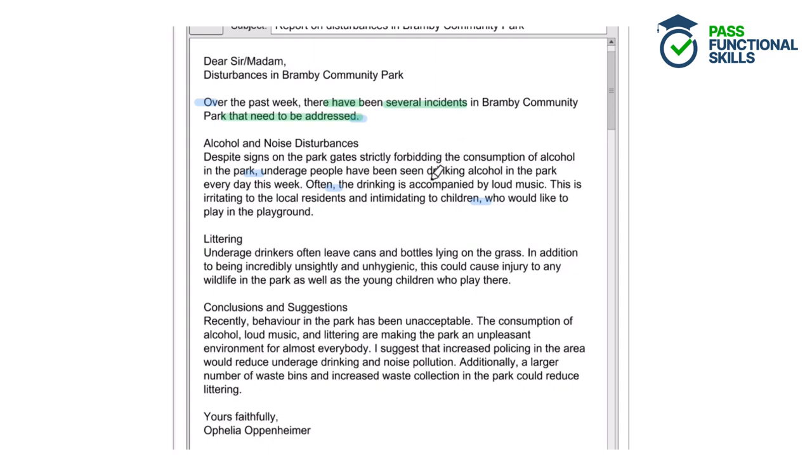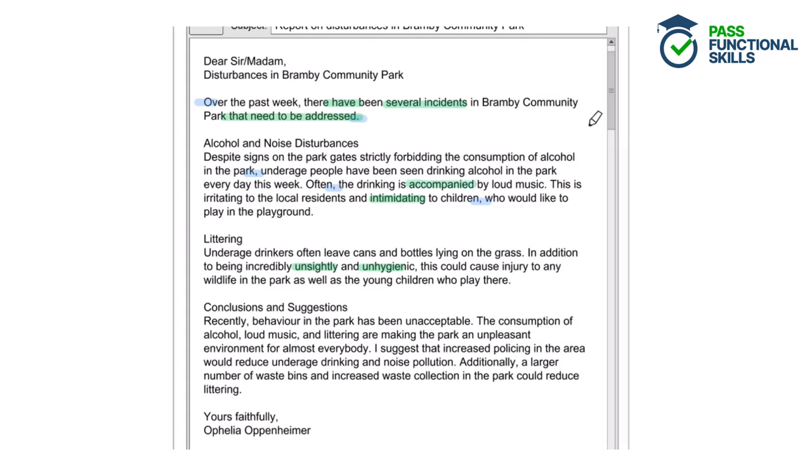We've also got some really great examples of difficult words that have been spelled correctly in this answer. So for example, we've got unsightly and unhygienic. We have intimidating and we have accompanied.